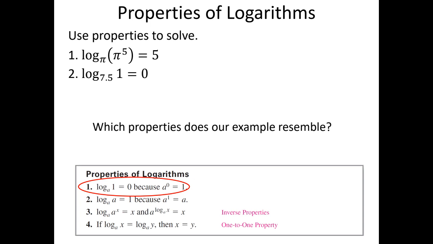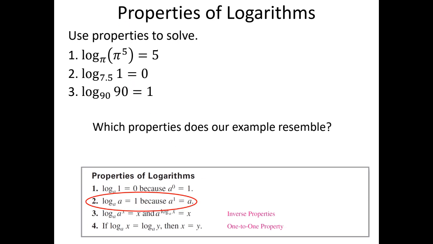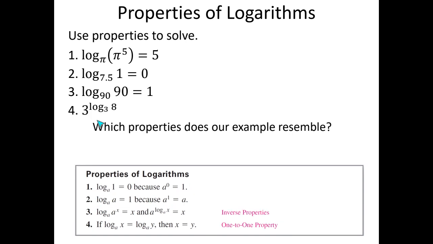Now we can try this one. We have log base 90 of 90. That's going to look like this one here, so my answer is just the exponent of 1. So we get 1. And then we have 3 to the log base 3 of 8. That property is this one. Let me see, where is it? Okay, this one right here. We have the same base raised to a log with the same base, so my answer should be x. In this case, my answer is going to be 8.